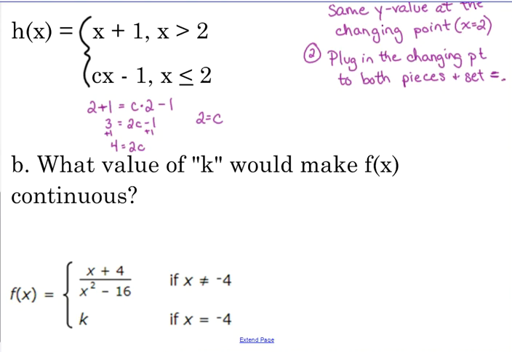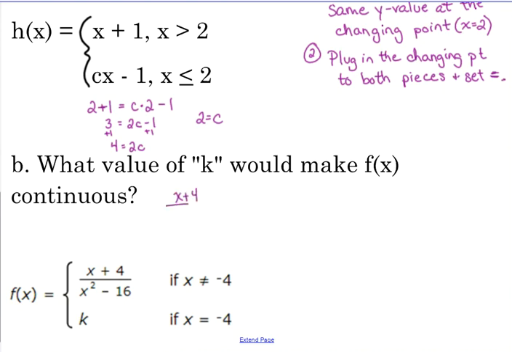So notice, if we just plug in -4 into this function: -4 plus 4 is 0, -4 squared minus 16 is 0. 0 over 0, it's not allowed. Think back to Math 3 a little bit. What did we do with these types of functions? We always wanted to simplify in some way or another.